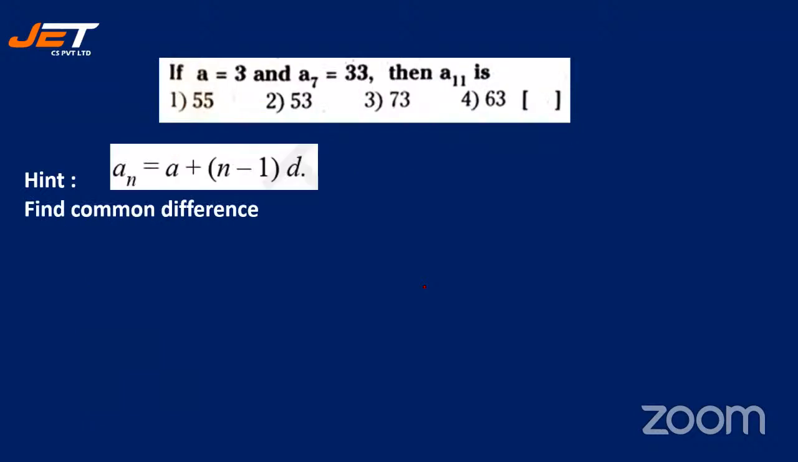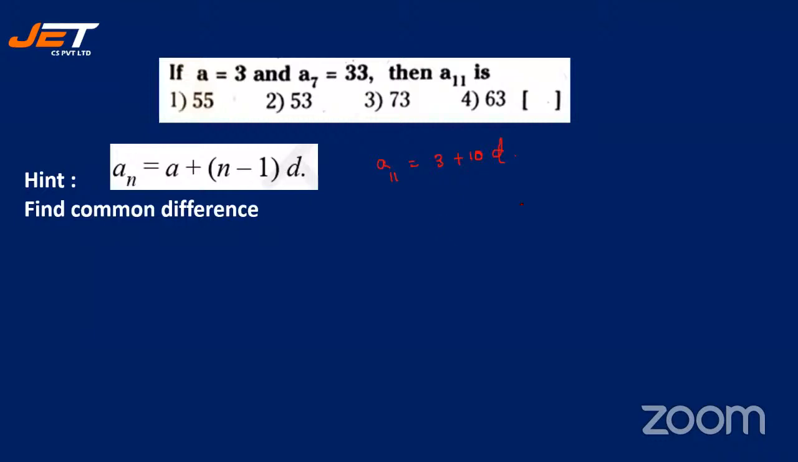Your first term A is given. A7 is 33. Then what is A11? So quickly work it out and give me your answer in the chat box. It's a very simple sum. So they're asking A11. Let me see who is giving me the answer for this. A plus n minus 1 into d.